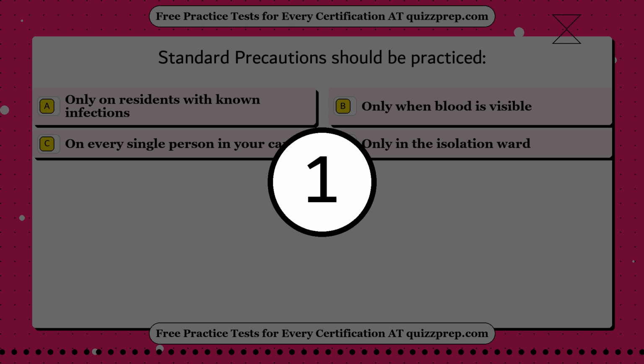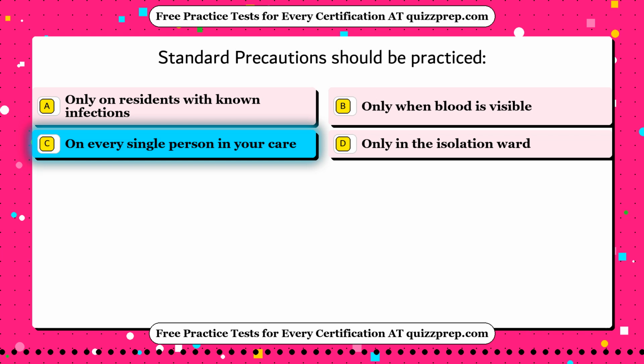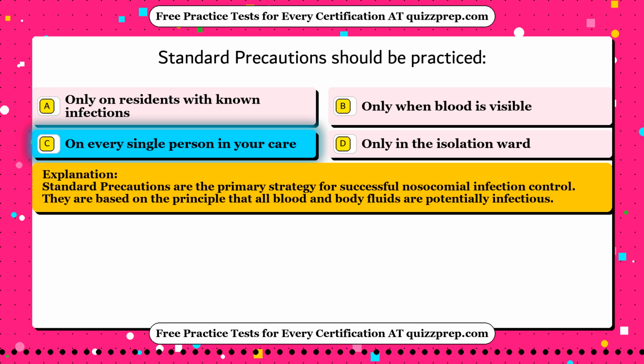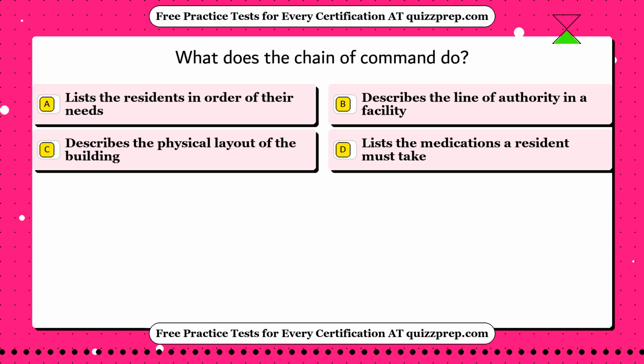The correct answer is option C. On every single person in your care. Standard precautions are the primary strategy for successful nosocomial infection control. They are based on the principle that all blood and body fluids are potentially infectious. Question 37. What does the chain of command do?